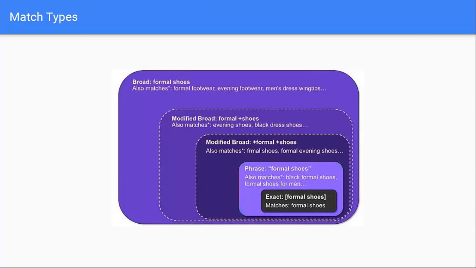When you have modified broad and both have the plus symbol, it means that both words should be present in the search. The third one is formal shoes, with one word in broad and one in broad match modifier. What it means is that formal can trigger in broad match, so even for evening shoes the ads can be shown, but the shoes has to be there exactly. Broad matches for formal shoes could trigger ads for formal footwear, evening footwear, men's dress, wingtips. It can go really random also sometimes.